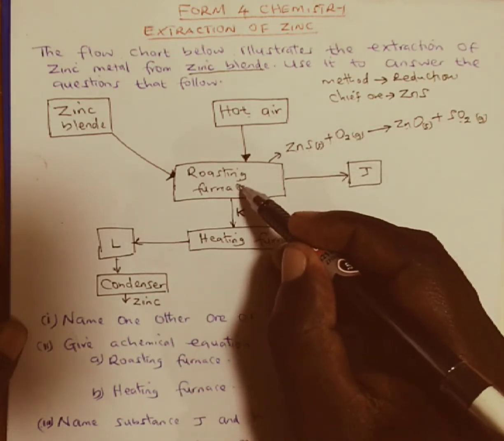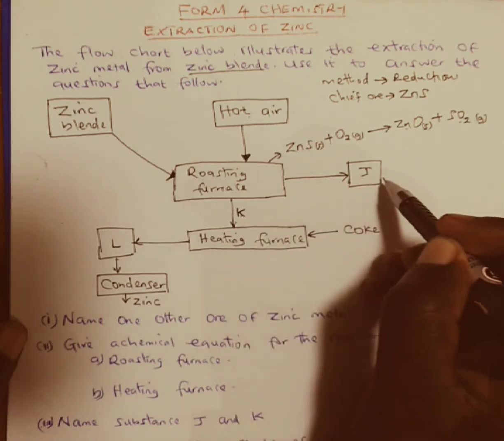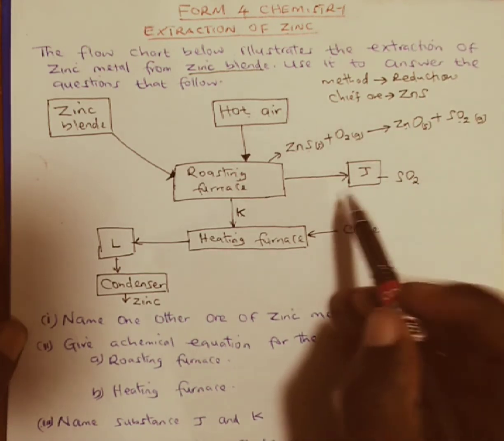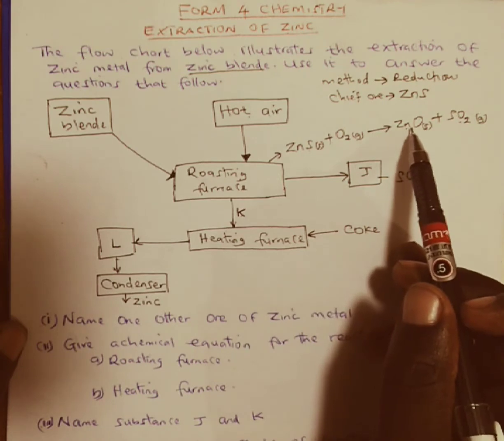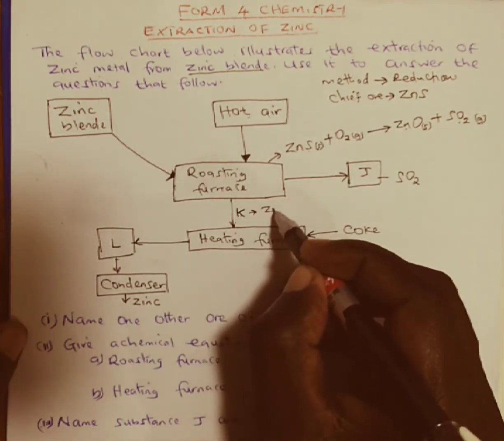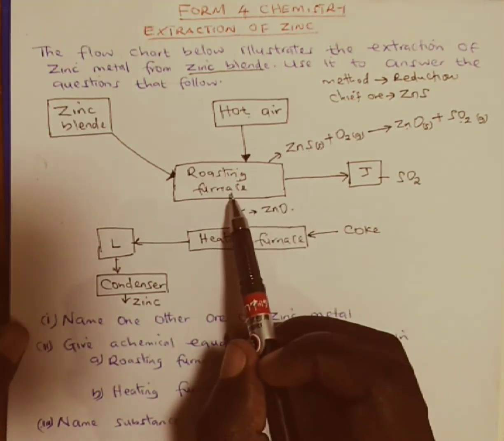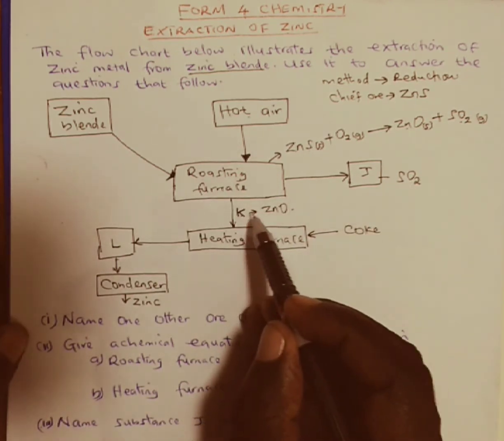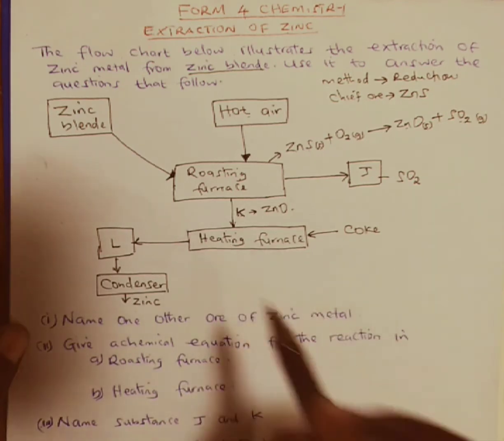Remember, we have one substance moving down as K, another one as J. J is sulfur 4 oxide because we are going to move down for us to be able to get zinc from the zinc oxide, and therefore K is zinc oxide. From the roasting furnace, we have zinc oxide and sulfur 4 oxide, so we are going to continue with zinc oxide coming into the heating furnace.